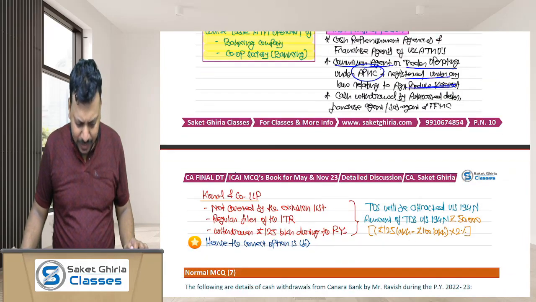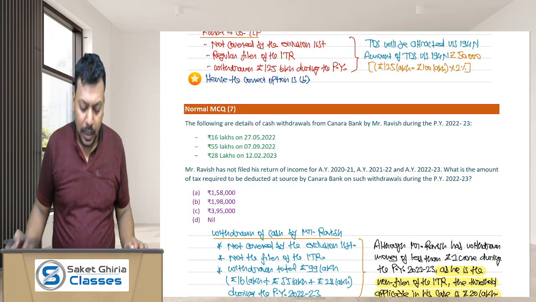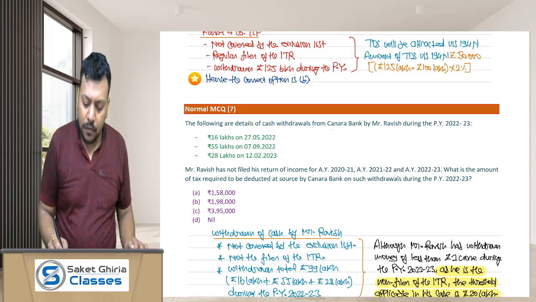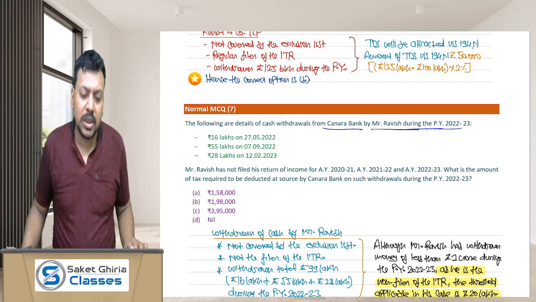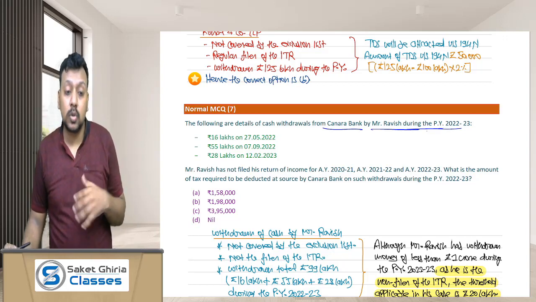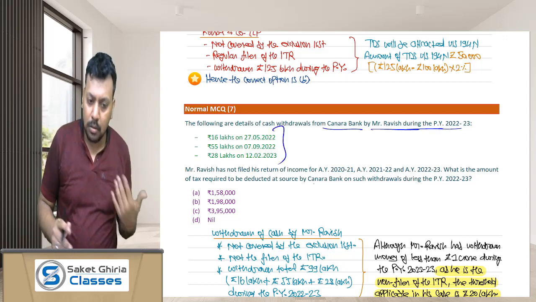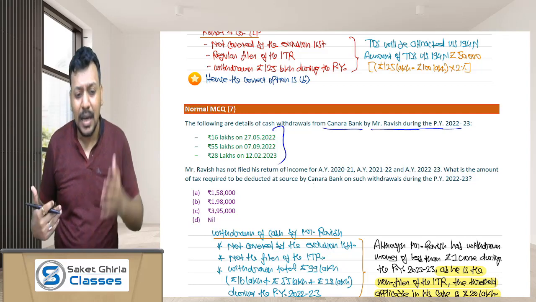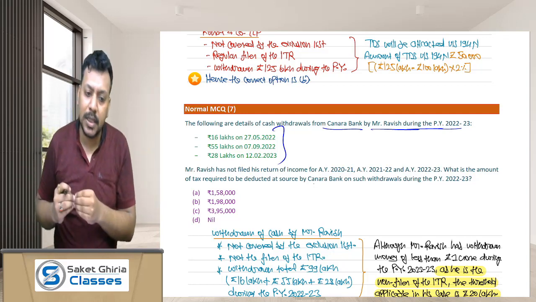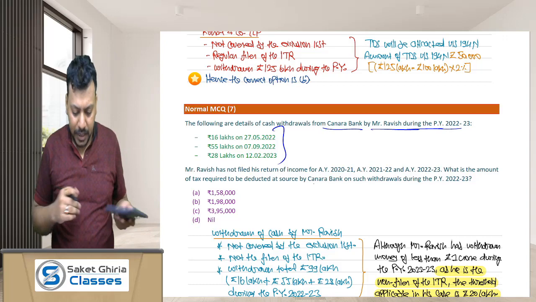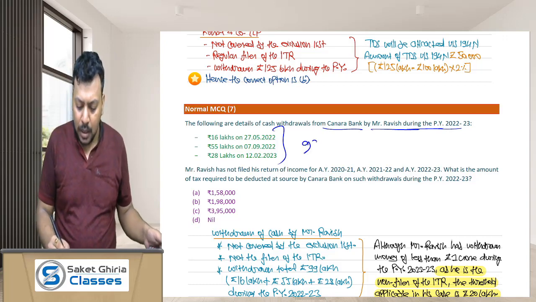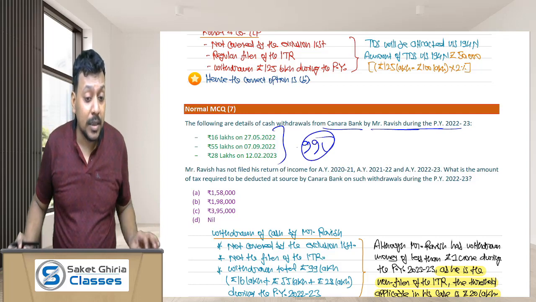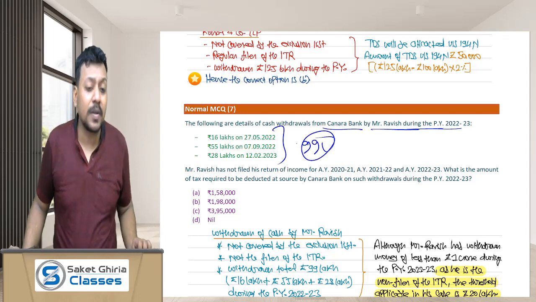I think the next question is also related to this. The following are the details of cash withdrawal from Canara Bank by Mr. Ravish during the previous year 22-23: 16 lakh, 55 lakh, and 28 lakh. So all three withdrawals are made in the previous year 22-23. The cumulative amount withdrawn is 16 plus 55 plus 28, which is 99 lakh. So all my bright and young students, tell me, is section 194N triggered?